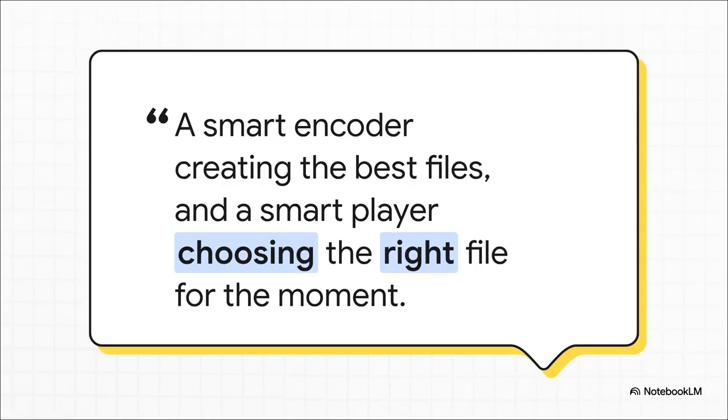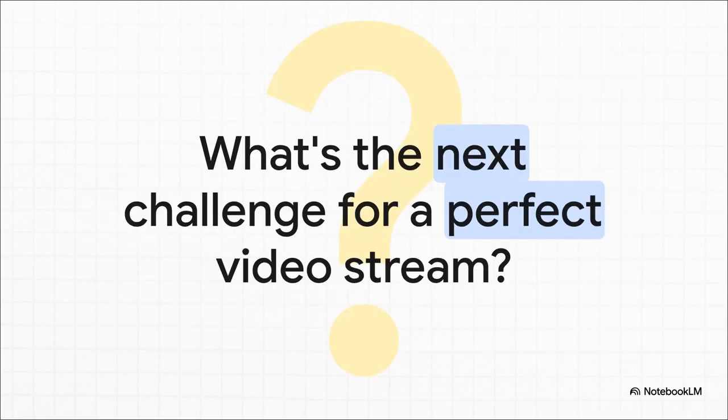This quote from the source material just sums it up perfectly. It's a partnership. You've got a smart encoder making a whole range of excellent options, and then a smart player on your device picking the perfect one to give you a smooth, high-quality experience. That is the magic behind modern video streaming. So the next time you hit play and that video starts instantly, you'll know about the incredible dance happening between budget, intelligence, and adaptation behind the scenes.